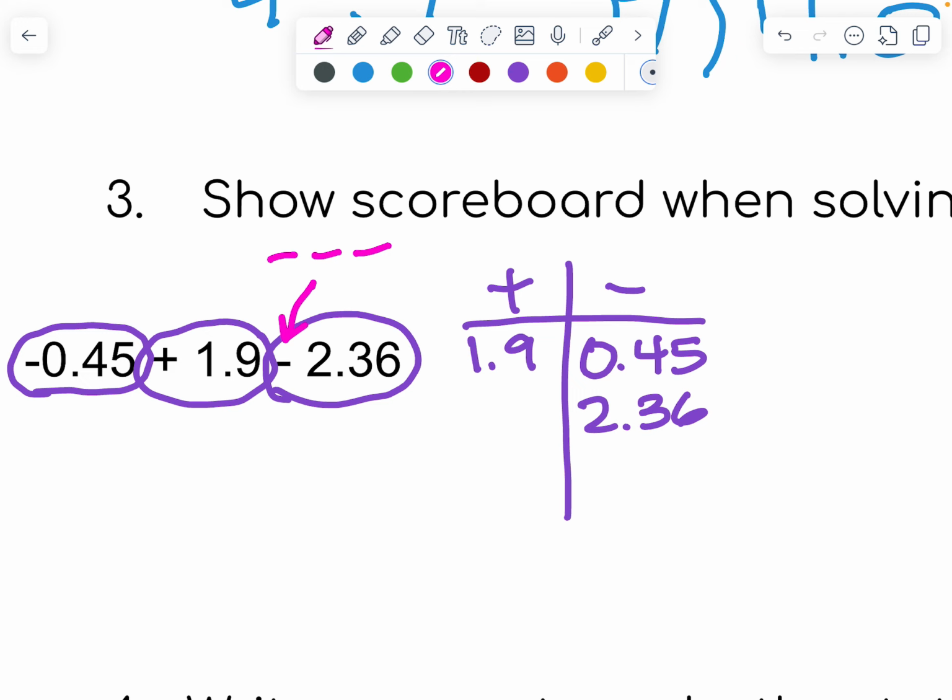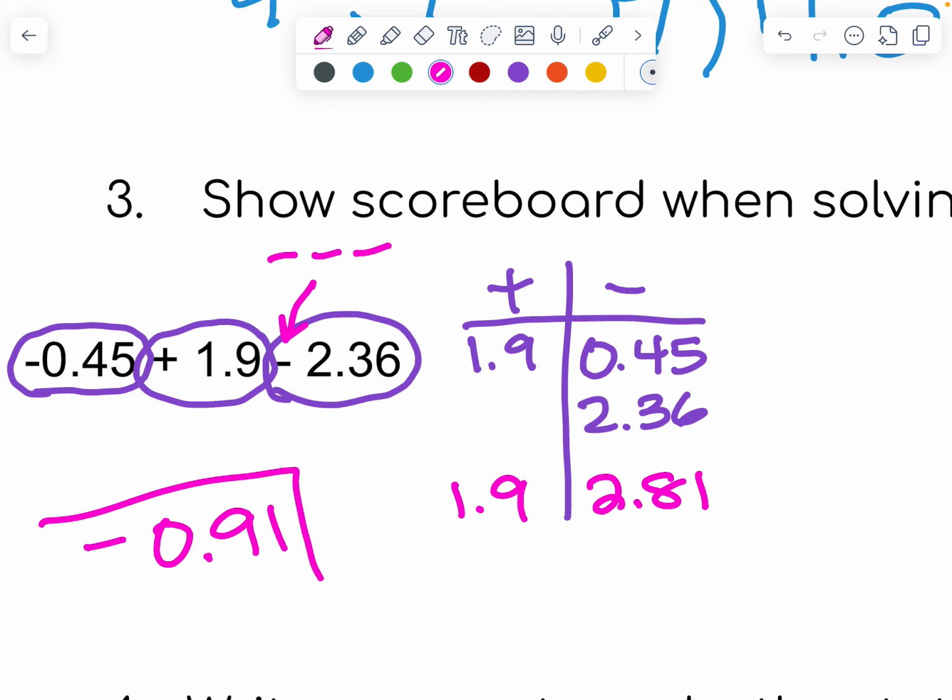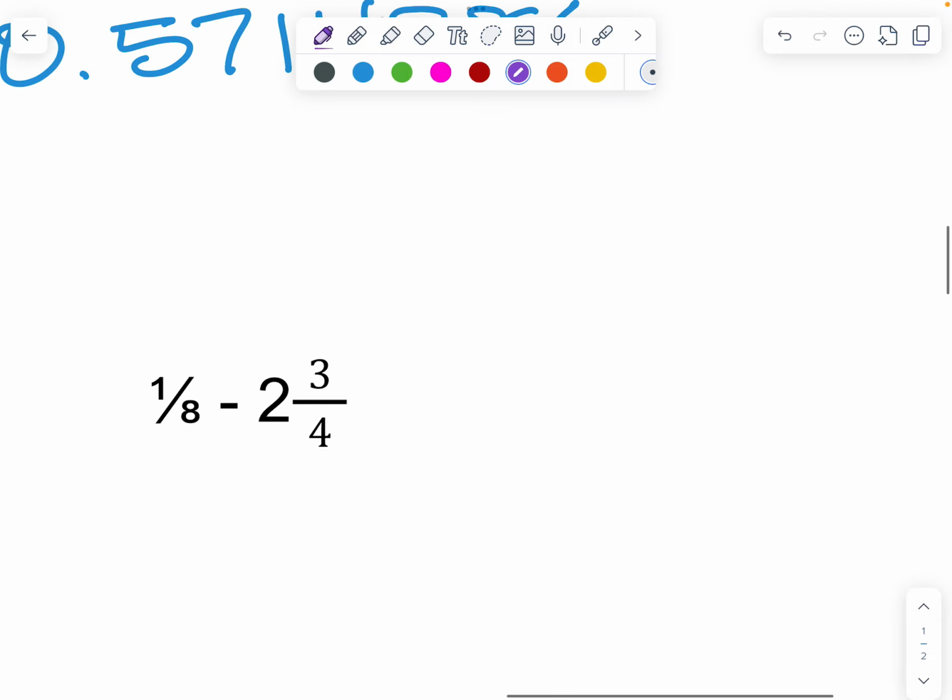So all I have to do is kind of total this up. I'd get 2.81 compared to 1.9. If I said, who's going to win? The negatives are going to win by 0.91. You find the difference between those two. There it is. All right, let's go on over to the fractions.